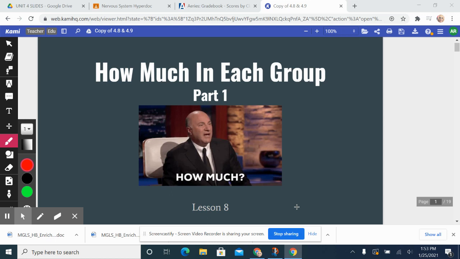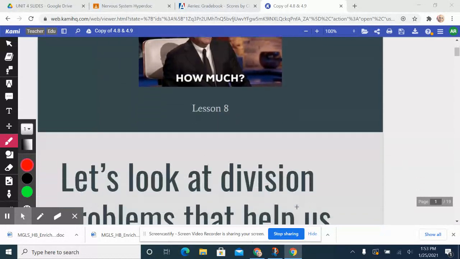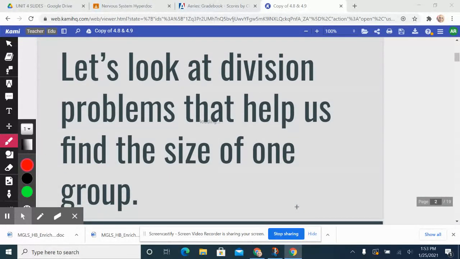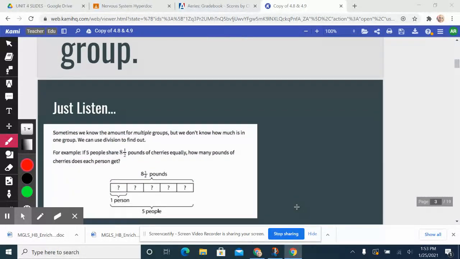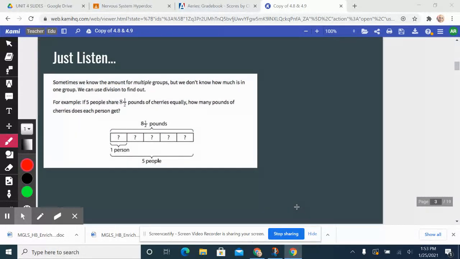Okay, so today we'll be dealing with how much in each group. We'll get a lot more practice today doing the dividing fraction part. So we're going to do lesson 8 and 9. We'll look at division problems that help us find the size of one group. Right now you're just listening for the summary.